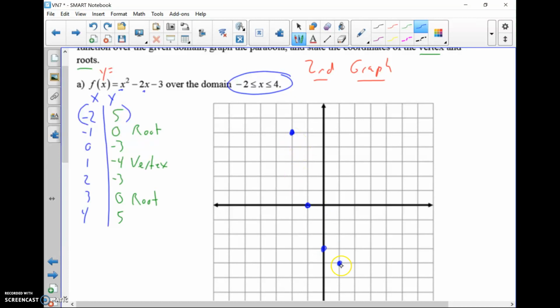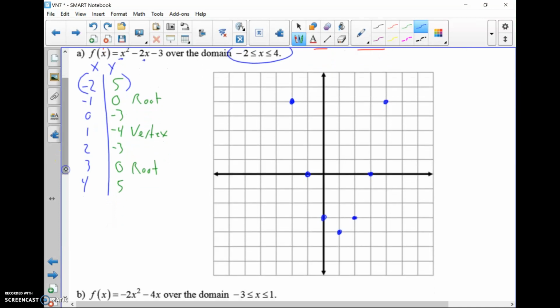Once I know this is the vertex, I don't even need to look at my table anymore. I just know that I'm going to see that mirror image. So it's going to be the same point over here, up over, matching this other blue point. X1 over is going to match this blue point, but it is 4, 5, and 3, 0, and 2, negative 3, and so on.